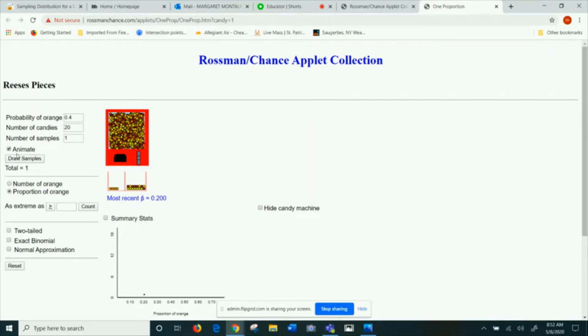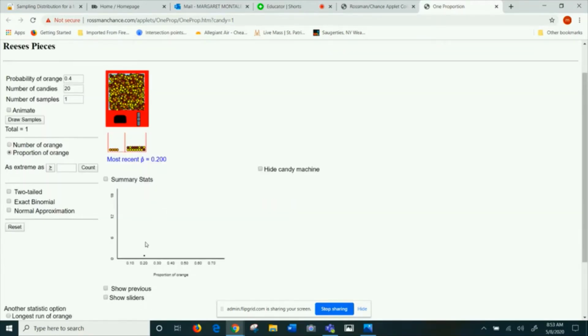Now I'm going to turn off the animation because it'll go a little faster, and I'll draw. What happened is it placed this proportion of orange of 0.2 down on what's going to be a dot plot here, a proportion of orange. So it went 0.2, placed it right here. I'll draw another sample of 20 candies.